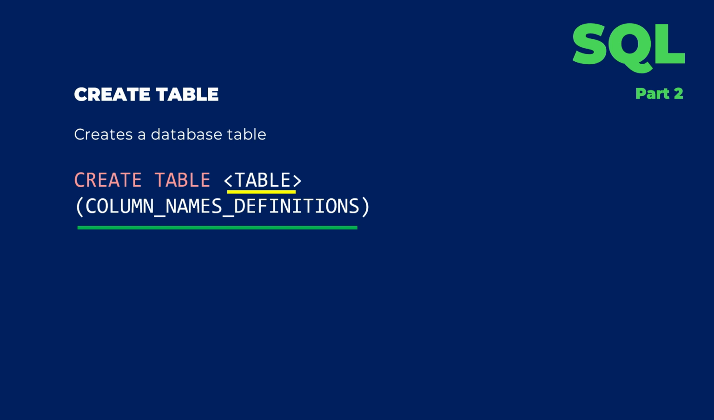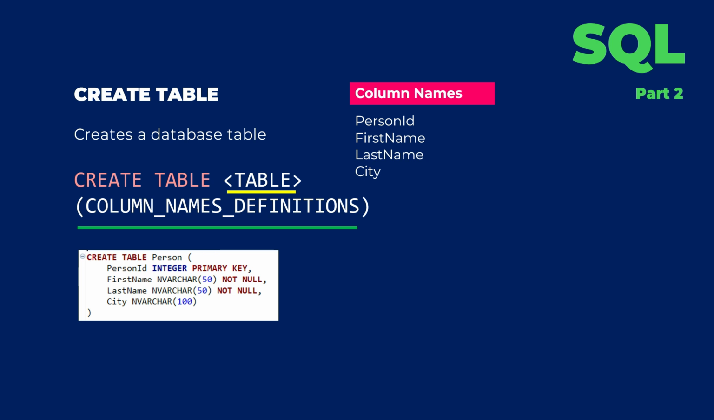As an exercise, if we want to create a table with 4 columns, person ID, first name, last name, and city, we can use the statement create table, then the table name, which is person, and then we provide the column names and definitions. Here we specify which column will be the primary key and what columns are required, that is their value cannot be null. In the previous video we have seen primary keys are columns whose values uniquely identify every row in a table. In this case the column is person ID.